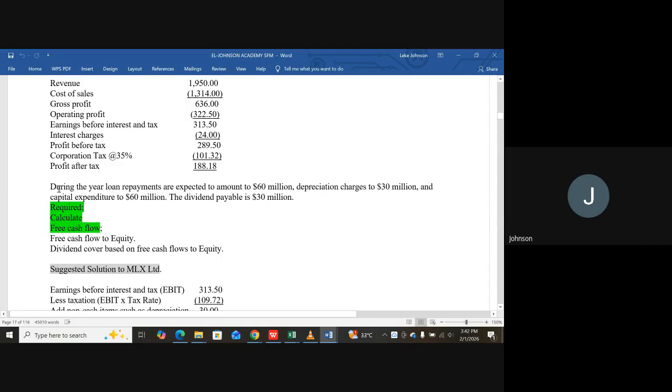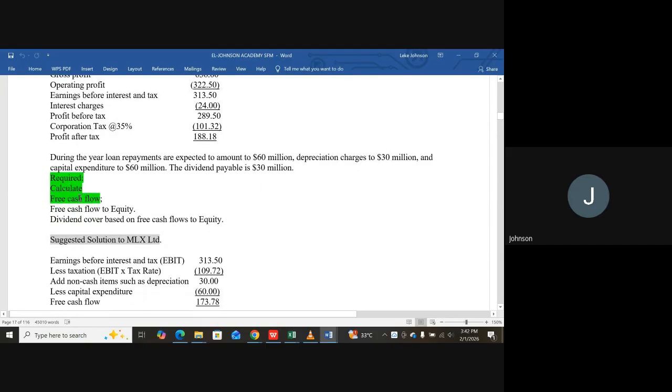Okay. So they say required, calculate, number one, free cash flows. So when they say free cash flows and they did not specify whether to equity, they are saying free cash flows to the total company. Are we together? Yeah, I believe we are together. Okay. So now let's move further.